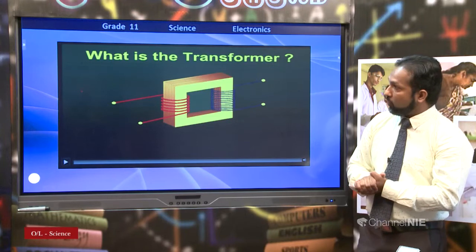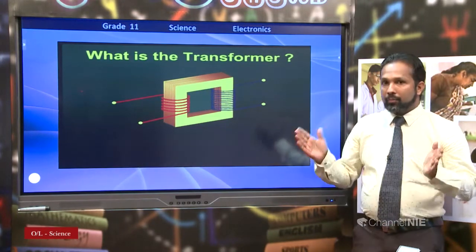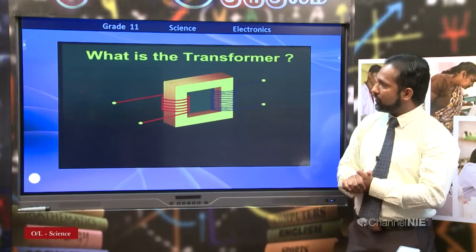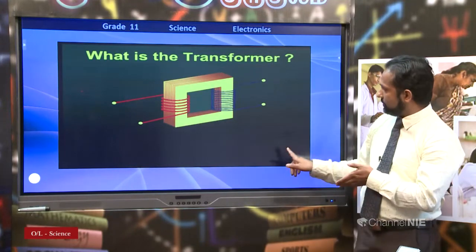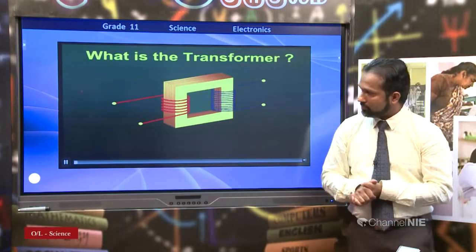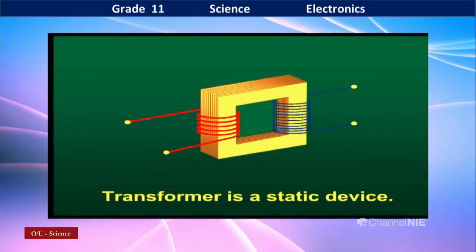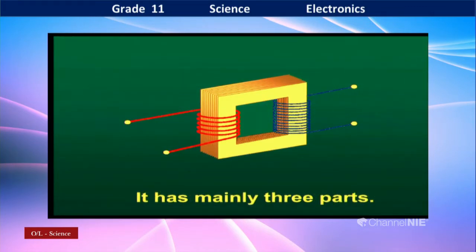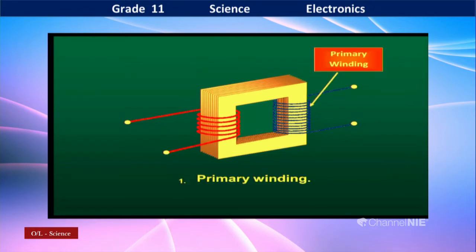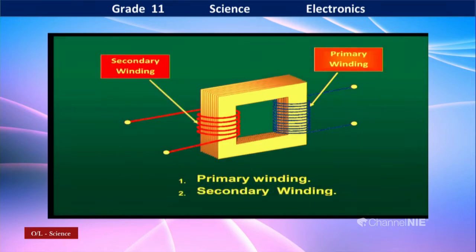Here you can watch this video for the understanding of the function of a transformer. What is the transformer? As you can see, this is a soft iron core. There are two coils. A transformer is a static device. It has three main parts. What are they? Primary winding and secondary winding. Third one, soft iron core. Three basic parts.